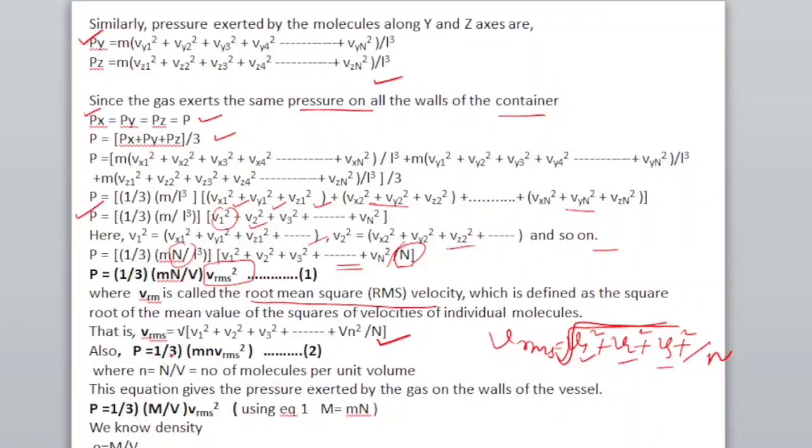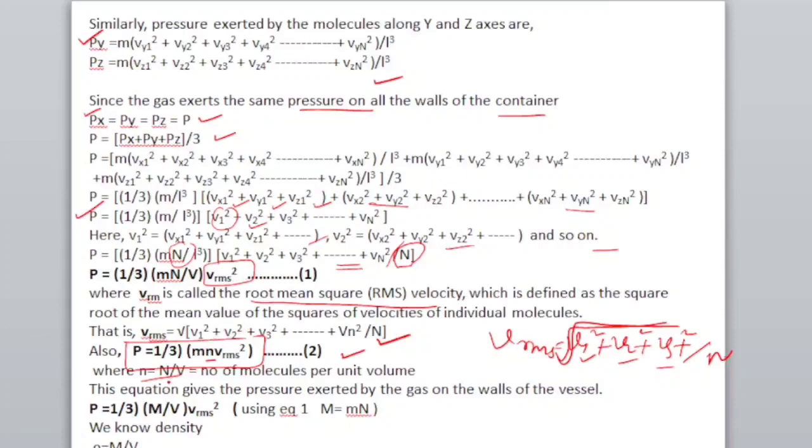So this P becomes 1 by 3 m n Vrms whole square, where n is the number of molecules per unit volume, the number density. This is equation number 2. This is the expression for the pressure exerted by the gas molecules on the walls of the container. This is a very, very important relation: P equal to 1 by 3 m n Vrms whole square. You can also write it in terms of the total number of molecules: P equal to 1 by 3 m N by V multiplied by Vrms whole square.